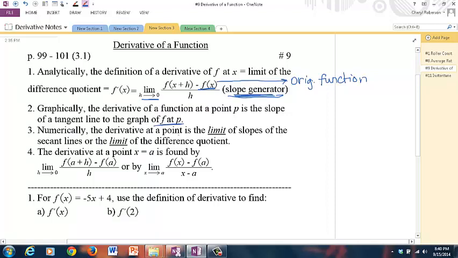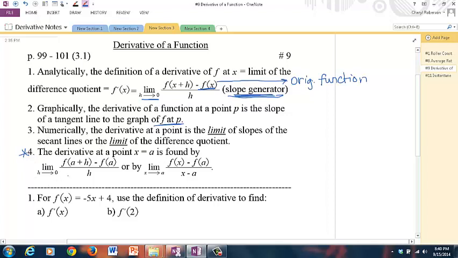Numerically, the derivative at a point is the limit of slopes of the secant lines, or the limit of the difference quotient. This is our difference quotient, f of x plus h minus f of x all over h. Now, number 4 we've not talked about much in class. The derivative at a point x equals a is found by.